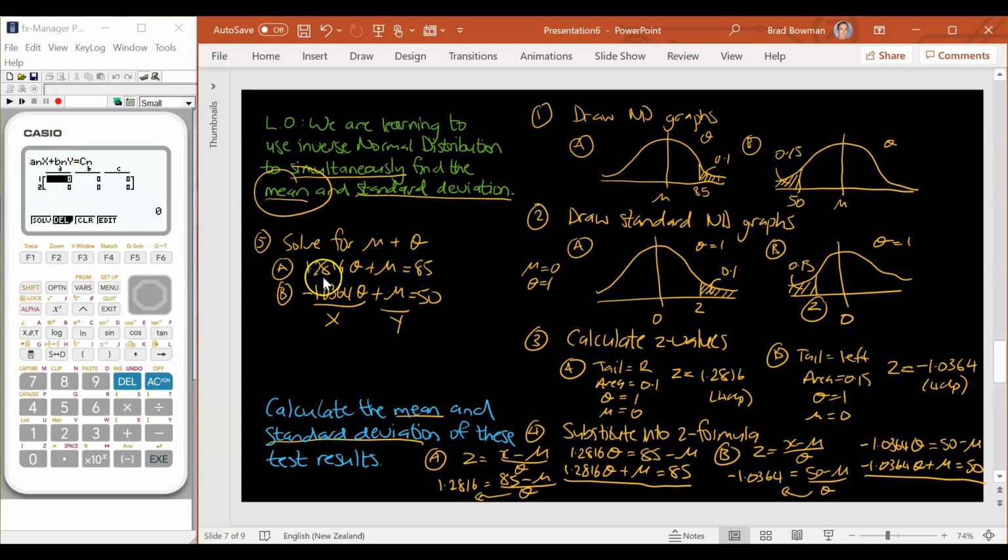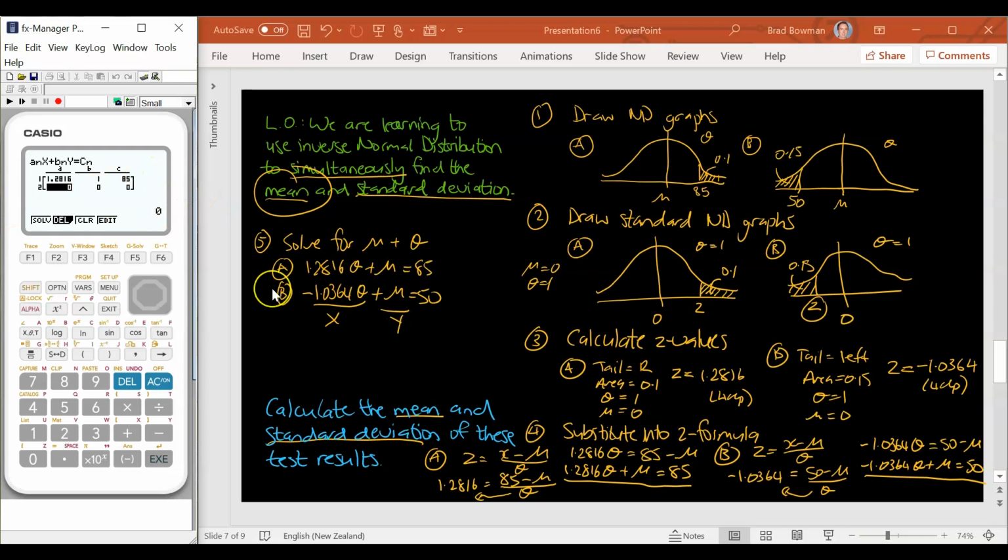So we're going to start off at the top. We're going to enter in the number in front of the standard deviation. So it's 1.2816. That relates to the X value. And then we're going to have one mean, and that's equal to 85. So hopefully you can see how the equation pops up there. We've got 1.2816, one of those, 85 over there.